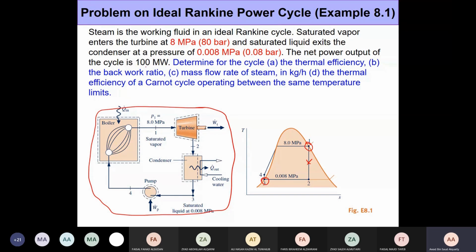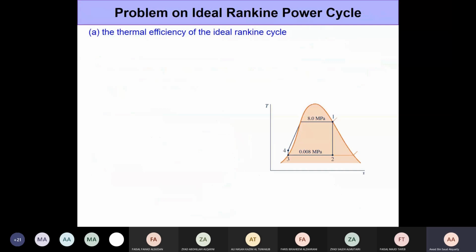The other thing that's mentioned is the net power output of the cycle. It's given as 100 megawatt. And for the cycle, we need to determine the thermal efficiency, back work ratio, and mass flow rate of the steam in kilogram per hour. Now, the first three parts are in the textbook. Part D is something that I added just to give you a better understanding of how this efficiency business works. All right, so let's look at what we did.